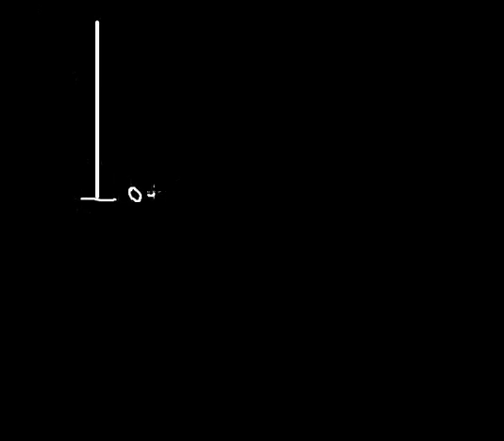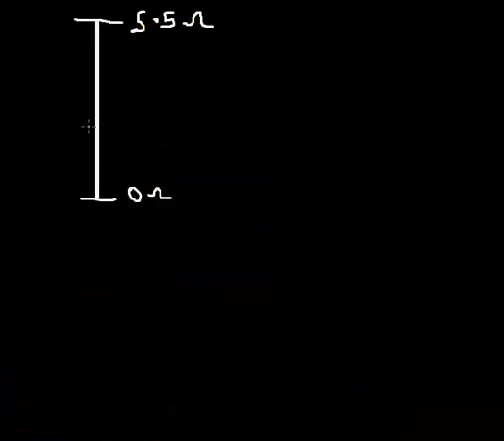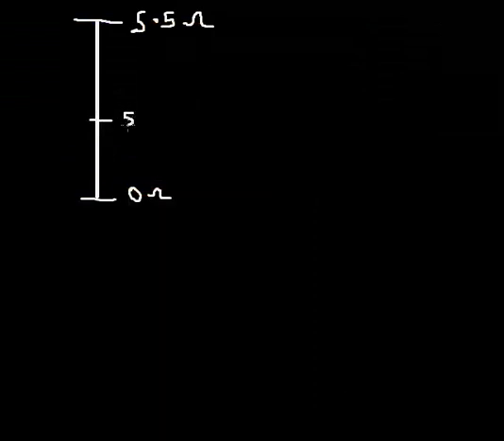So you gotta draw that. 5 ohm at lower fixed point, the 5.5 ohm at upper fixed point. So what are we looking for? We are looking for the temperature. Calculate the temperature of the wire when the resistance is 5.2 ohms. So we are looking for temperature in degrees Celsius that is equivalent to 5.2 ohms.